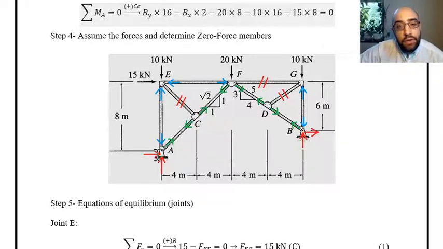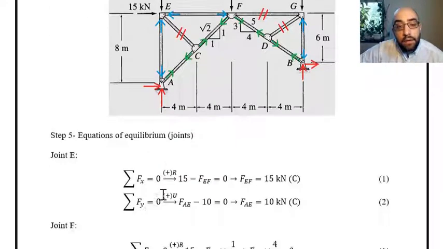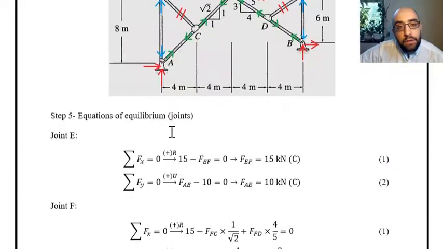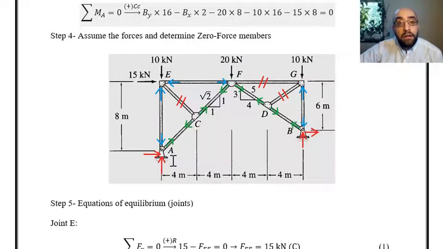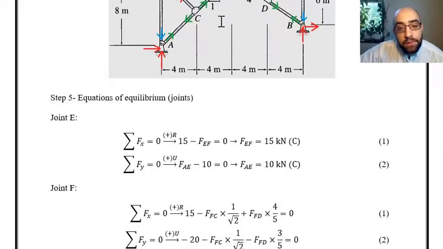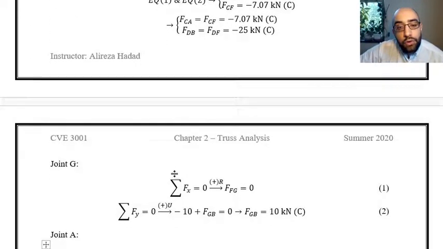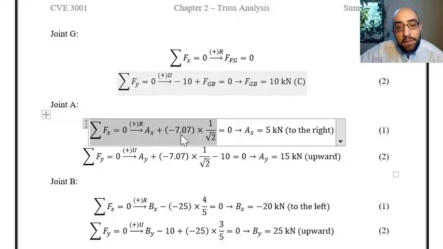For the first equation, summation of forces in x direction equal to 0. That means AX plus the horizontal component of AC, and that is plus because the horizontal component of this arrow that I have over here is to the right. That's what I have over here. As you can see, AX plus the horizontal component of this force. Now, we found the force in member AC as a negative value.